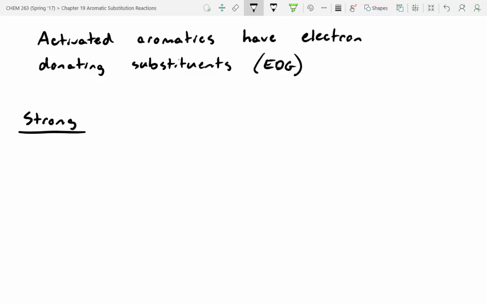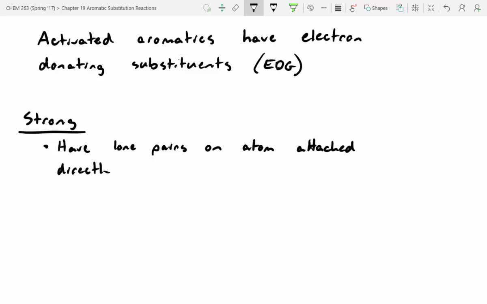So strong ones are ones that can really donate electron density to your aromatic ring. And the easiest way to identify your strong activators is they have lone pairs on the atom that's directly attached to your aromatic ring.